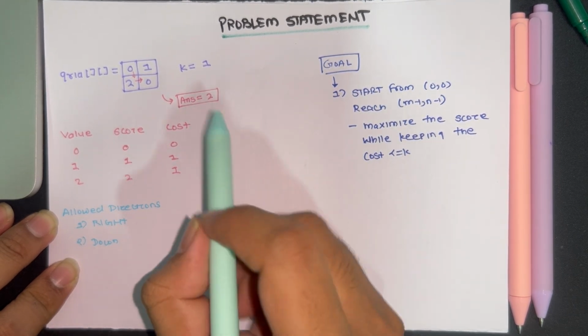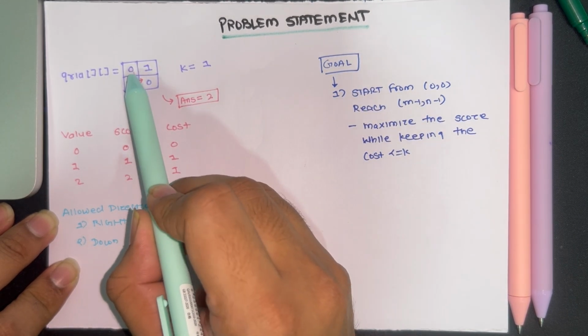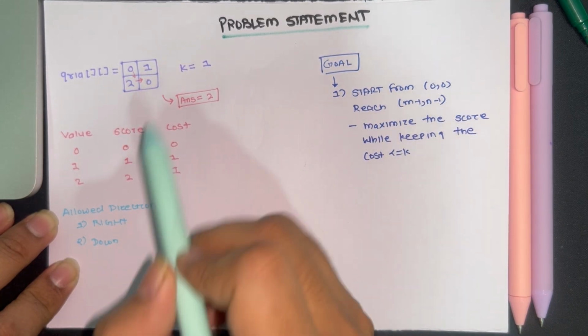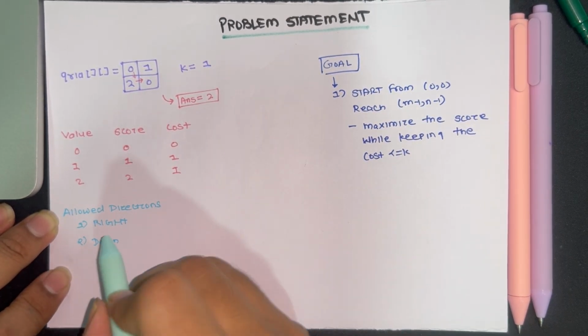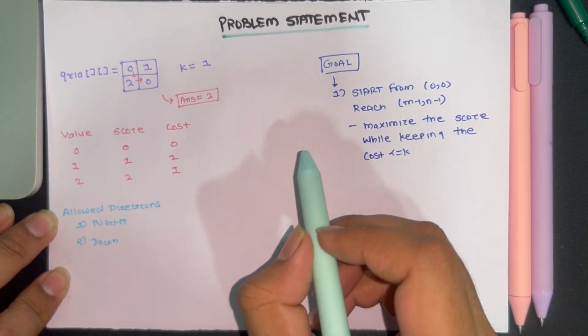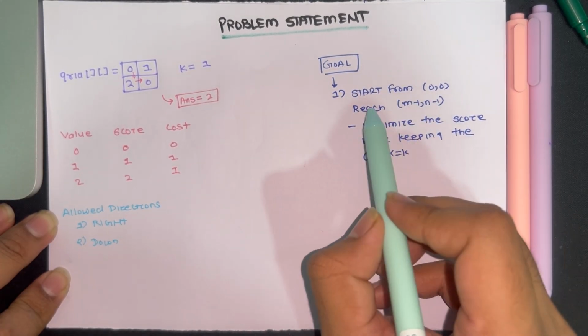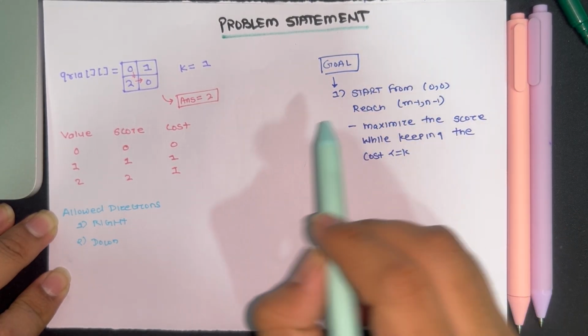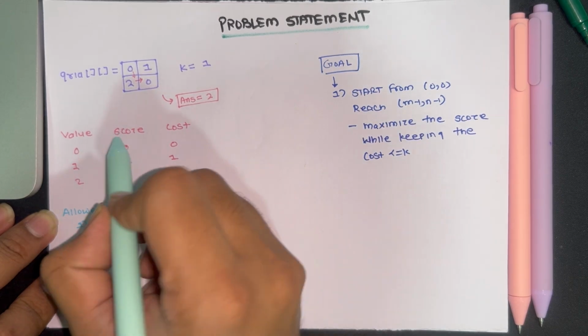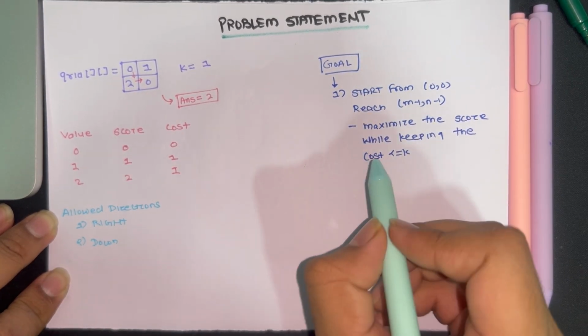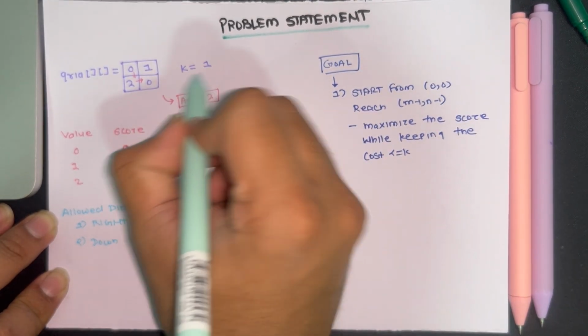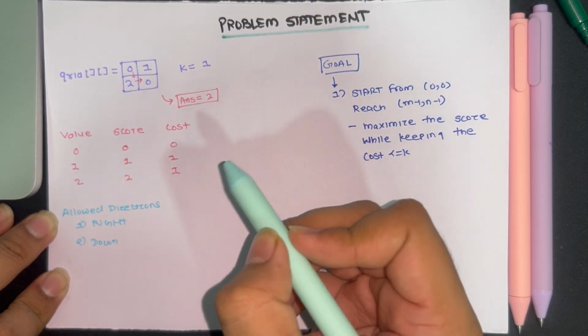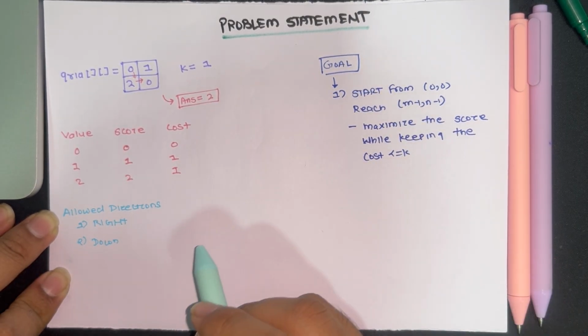What we need to do is start from the starting cell and reach the end cell, and the allowed directions are right and down. So the goal is to start from 0 comma 0 and reach m minus 1, n minus 1. We need to maximize the score while keeping the cost intact. The significance of k is that whatever cost we use should be less than or equal to k.